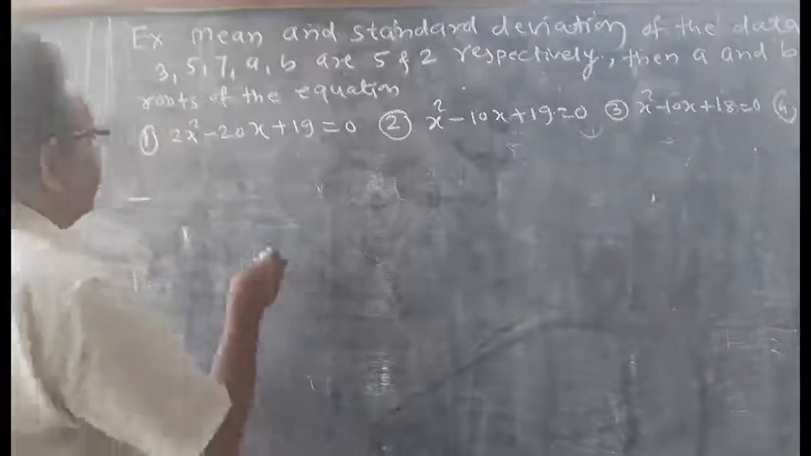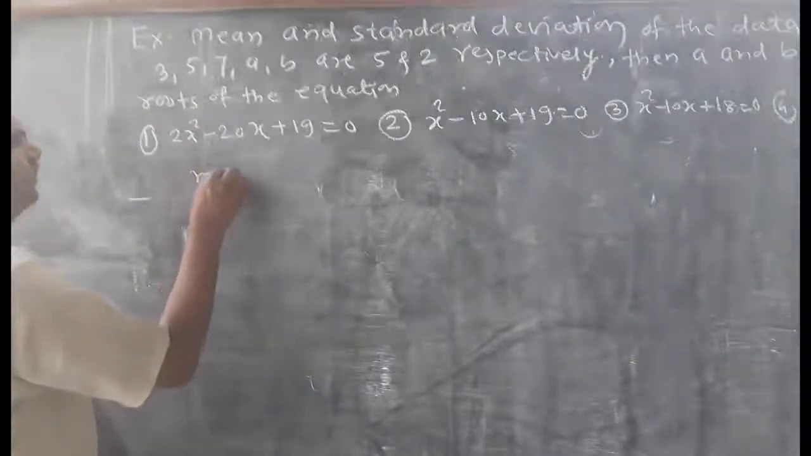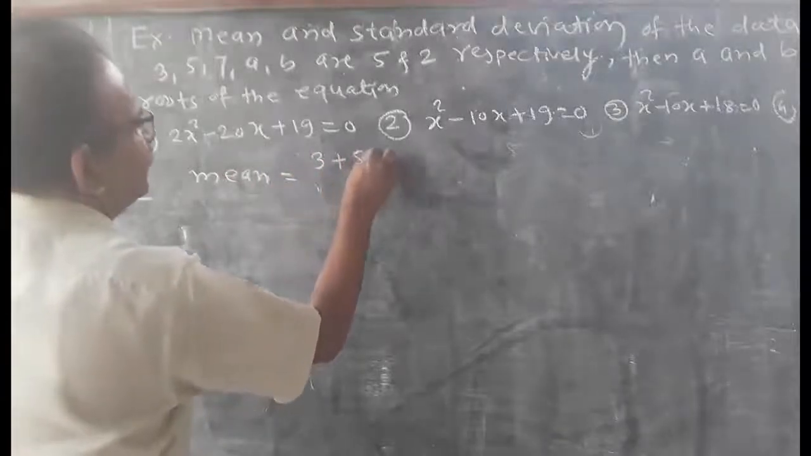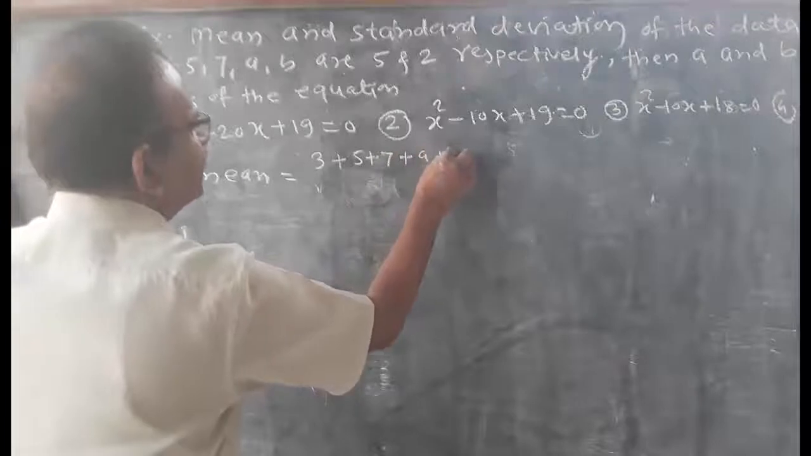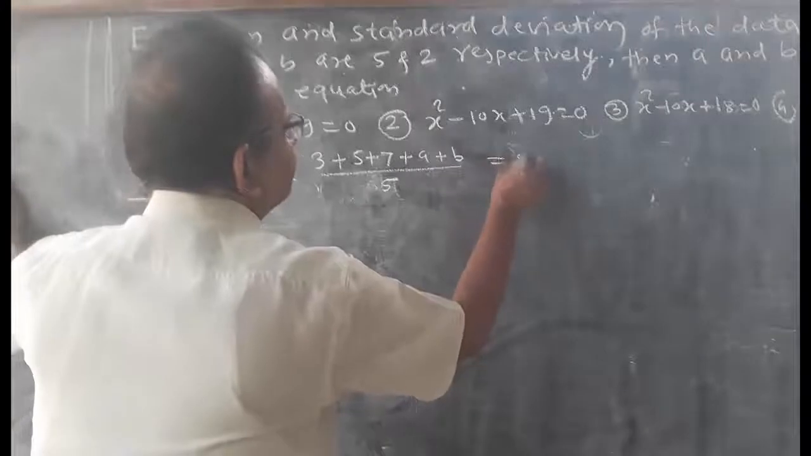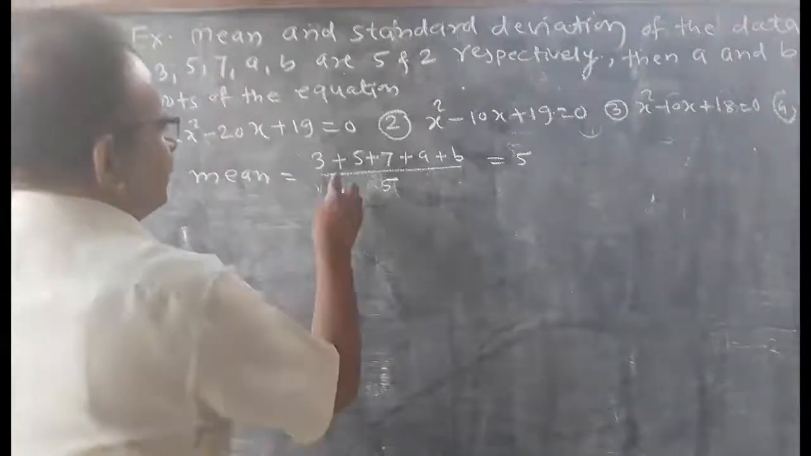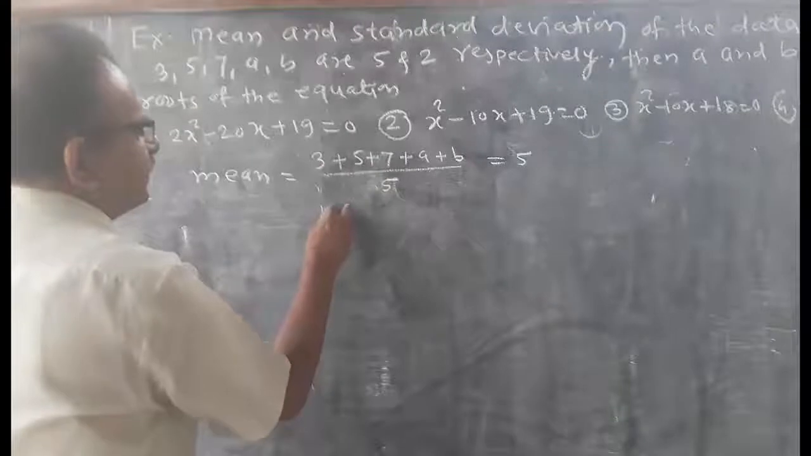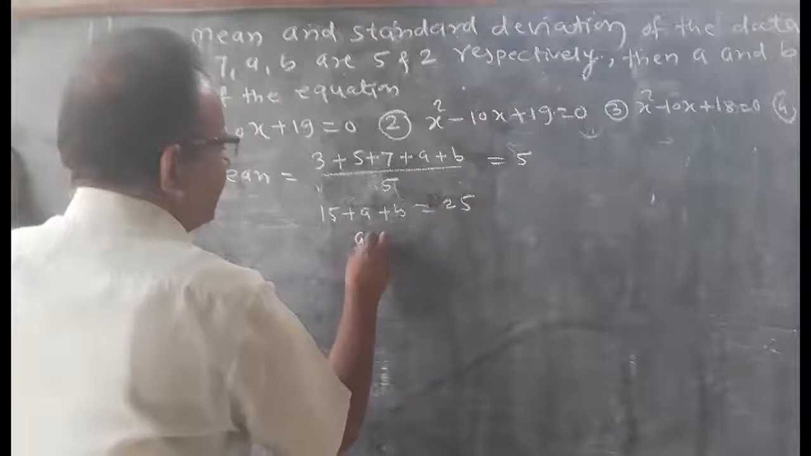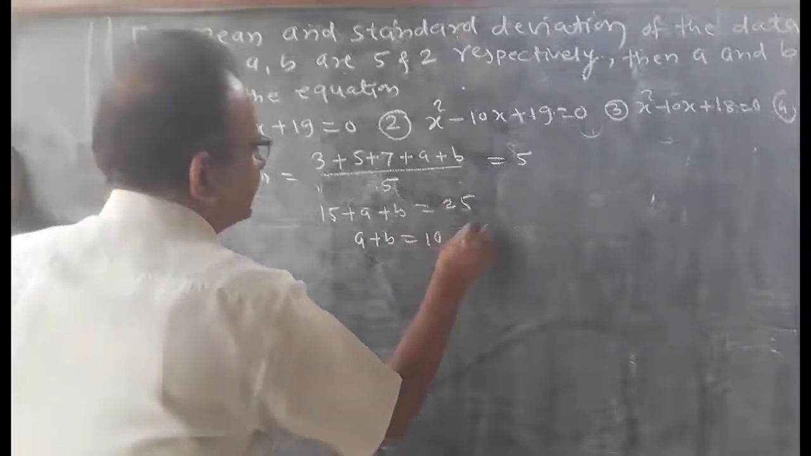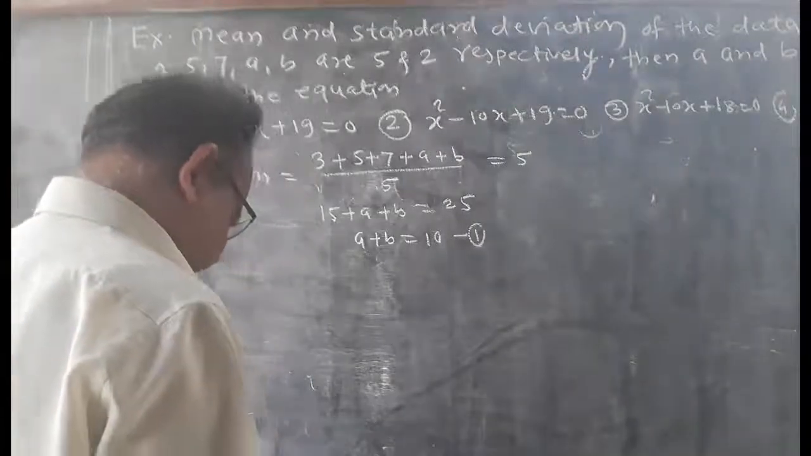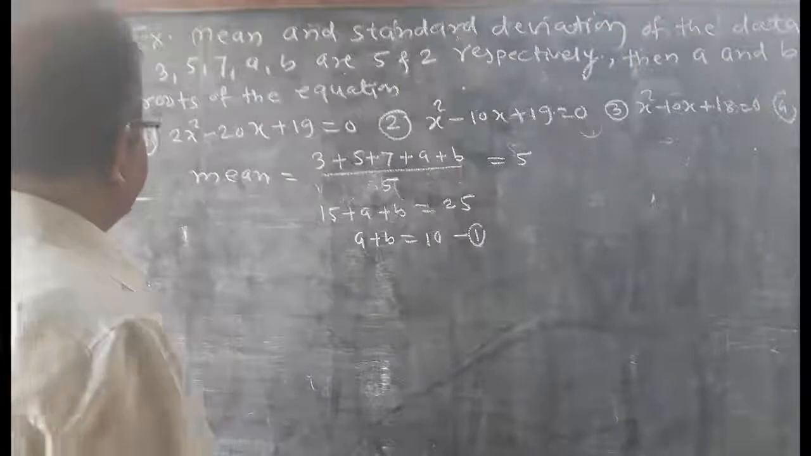Here mean is 5. Mean is nothing but (3 plus 5 plus 7 plus a plus b) divided by 5, these are 5 numbers, equal to 5. Mean is 5. Therefore 15 plus a plus b equal to 25. a plus b equal to 10. This is the first equation. Now standard deviation is 2.